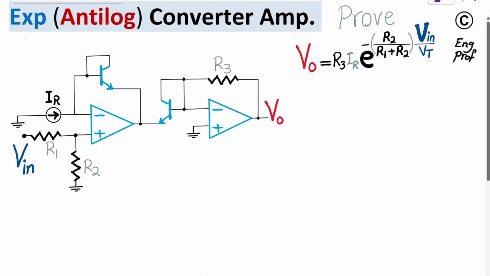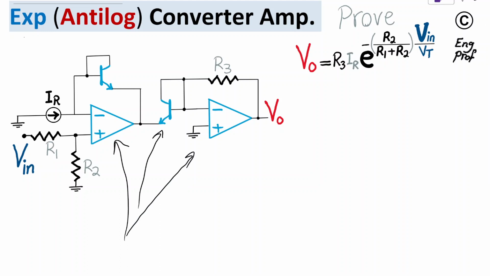An exponential or anti-logarithm converter amplifier is shown here, designed using two op-amps and two bipolar junction transistors (BJT). We want to show that the output voltage in this circuit is related exponentially, or in an anti-logarithmic fashion, to the input voltage that you can see appears as the exponent of the exponential, with a scalar that is defined by the value of resistors.